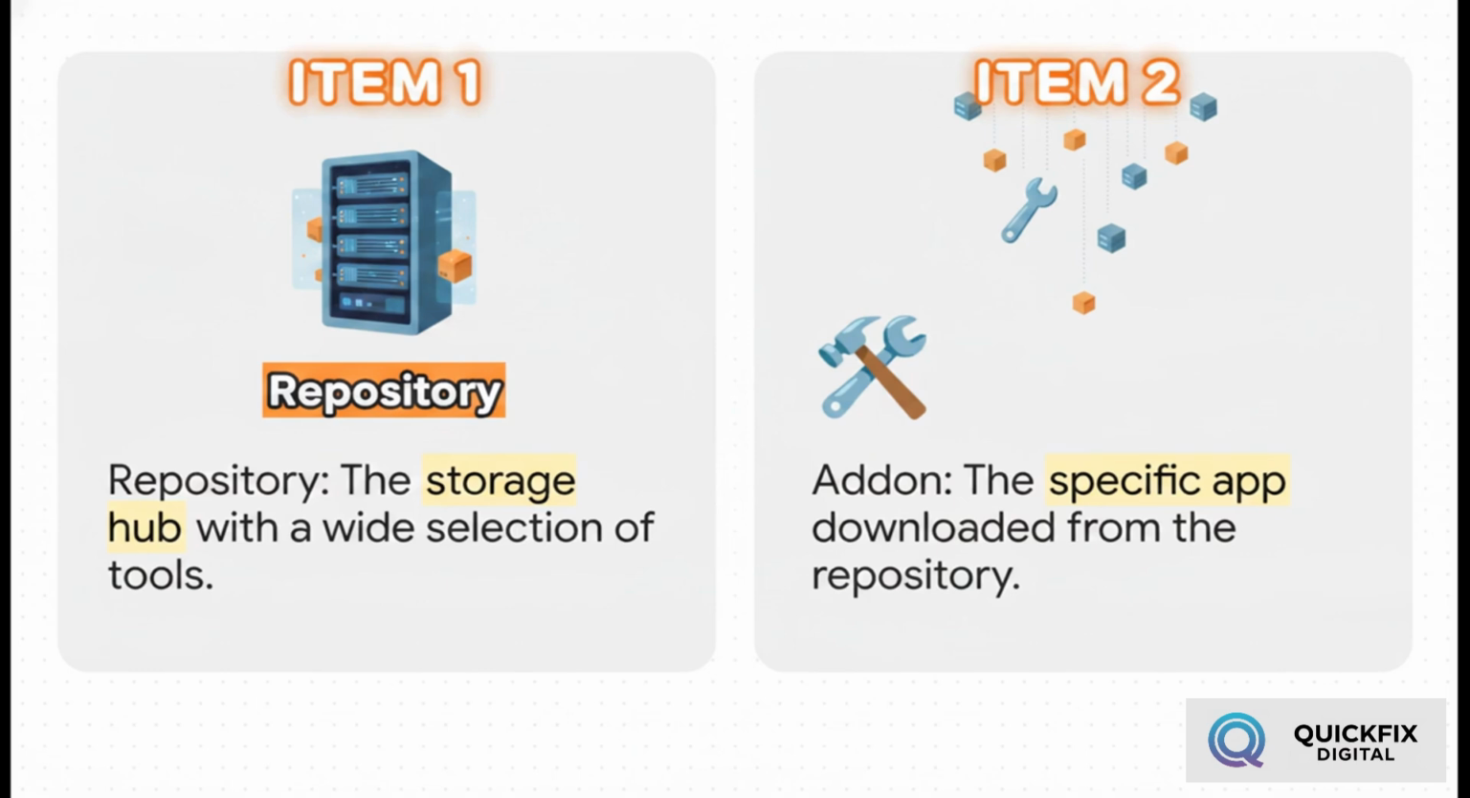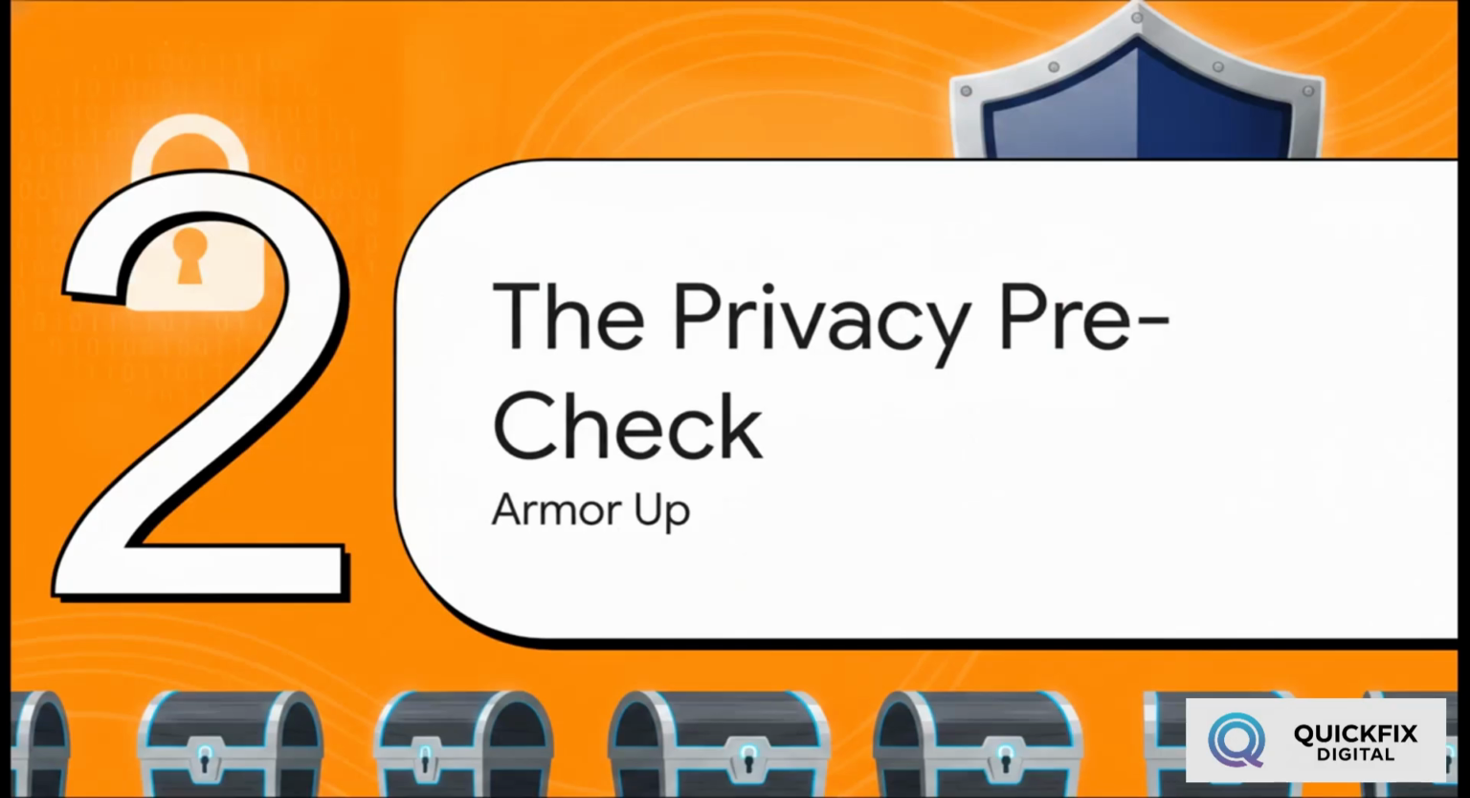Now, this is a distinction that trips up a lot of people, but it's super important. The repository is the storage hub itself. It's the warehouse containing a wide selection of tools. The add-on, on the other hand, is the specific app or tool you actually download from that warehouse, like a video player or a maintenance utility. Basically, you install the repository once, and then you can just pull whatever add-ons you need from it whenever you want. All right, Section 2, the privacy pre-check.